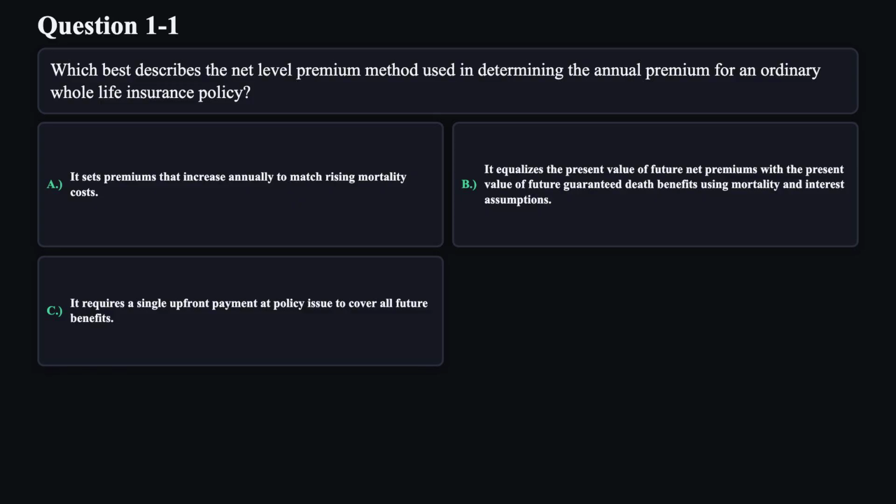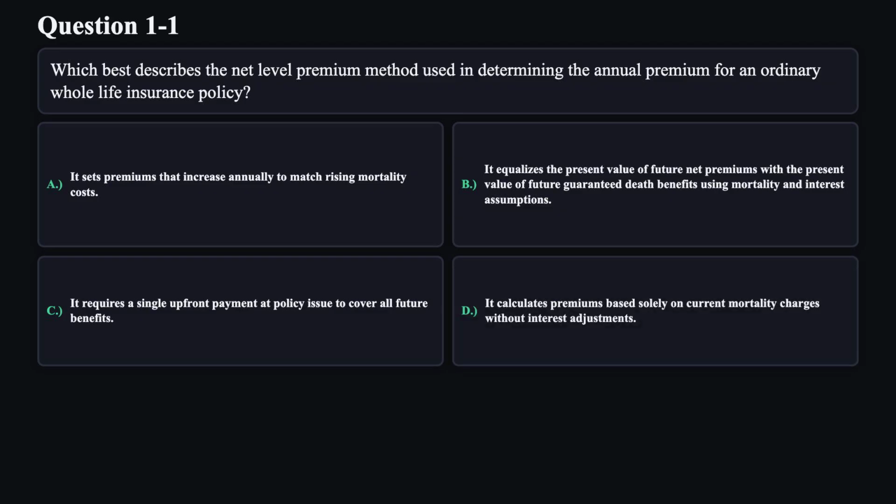It requires a single upfront payment at policy issue to cover all future benefits. D. It calculates premiums based solely on current mortality charges without interest adjustments. A countdown circle appears in the top right. Once it completes, the answer is revealed. You can pause at any time if you'd like longer to think.